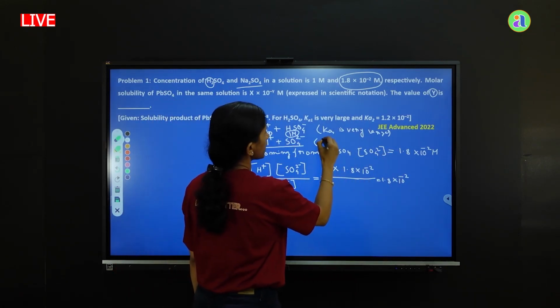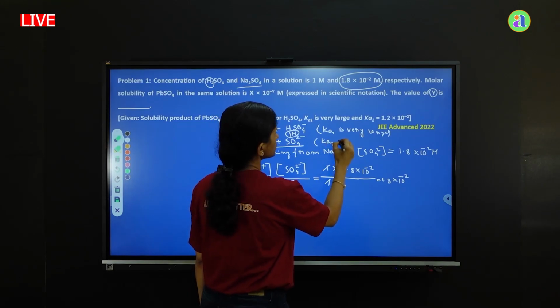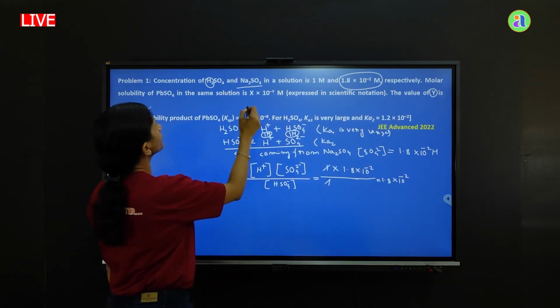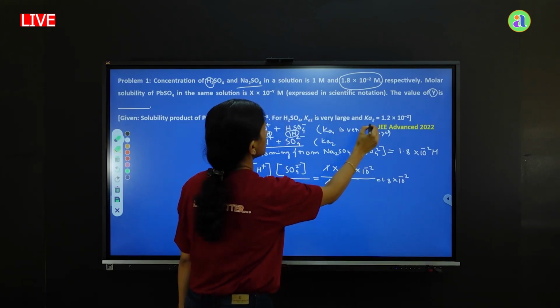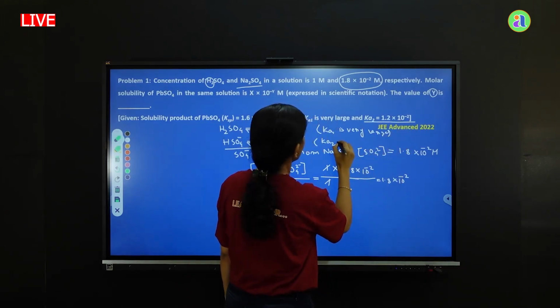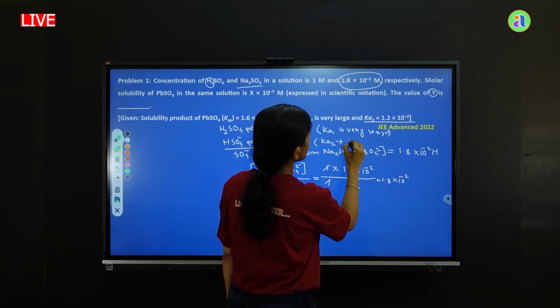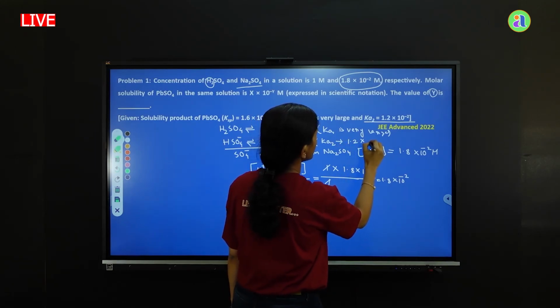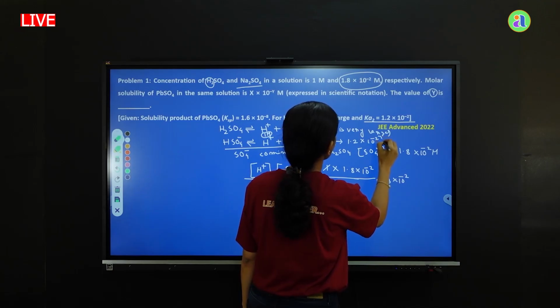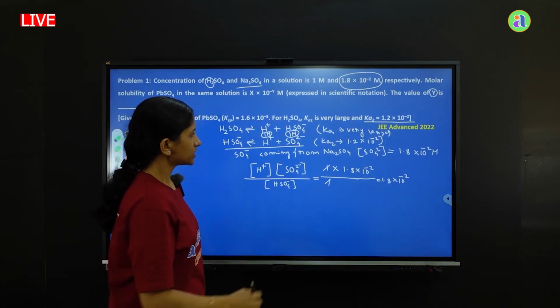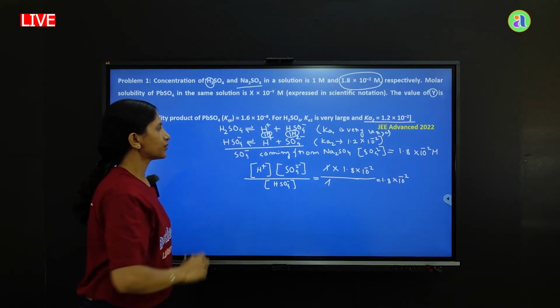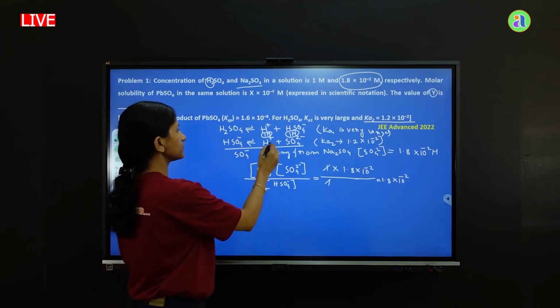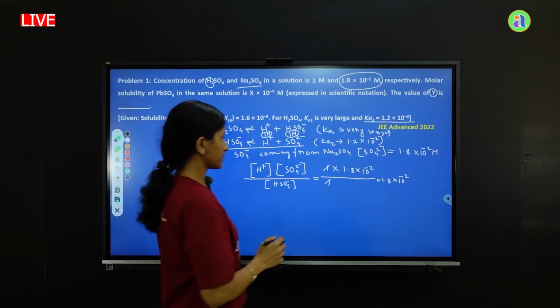So here Ka2 for this one was given as 1.2 times 10 to the power minus 2. So this is the acid dissociation constant for the second step, where HSO4 minus is getting dissociated as H plus and SO4 2 minus.